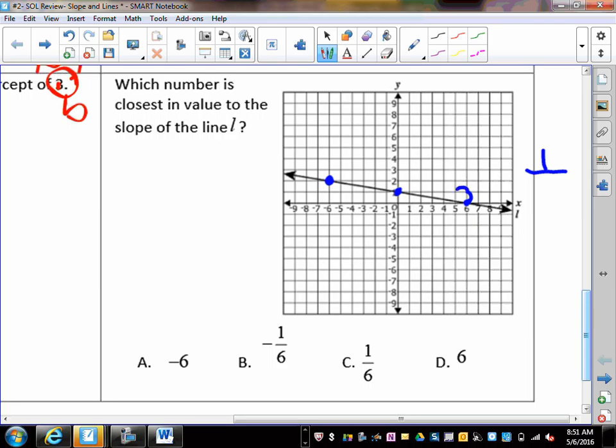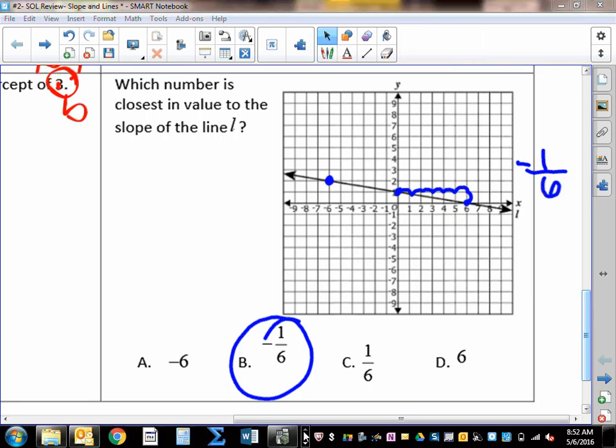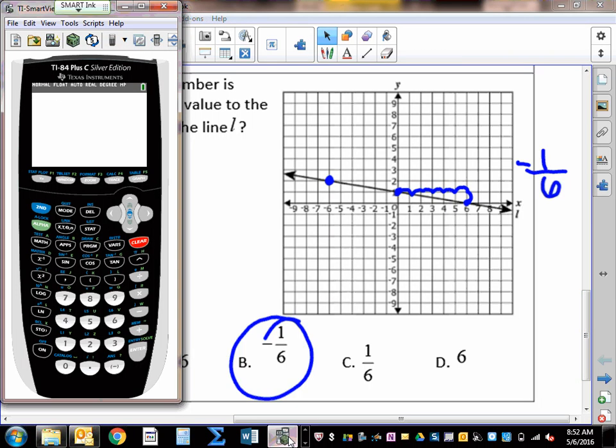Then we go to the left, 1, 2, 3, 4, 5, 6. Remember, you have to rise up there before you can go run. All right, but which direction is this going? Is this going to be a positive slope or a negative slope? Negative. Yeah, it's going down, so we should have a negative slope. So negative 1/6.